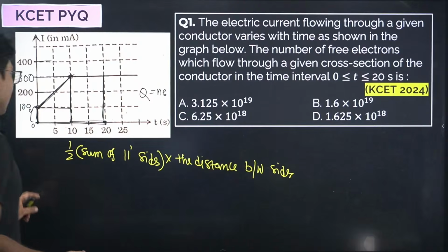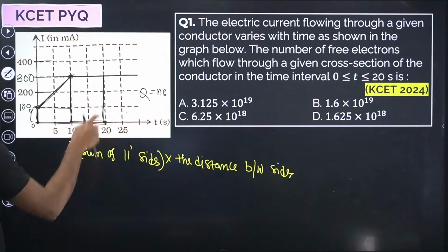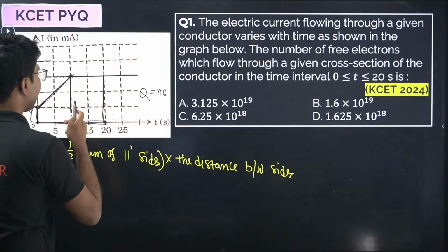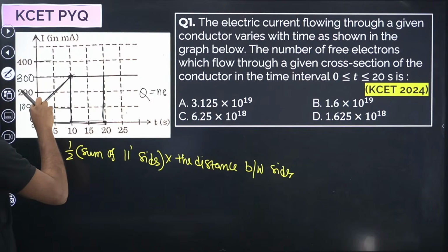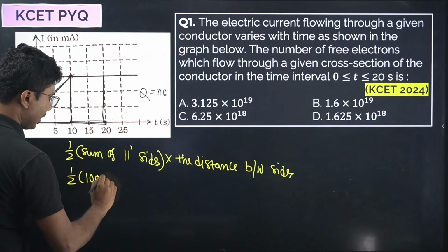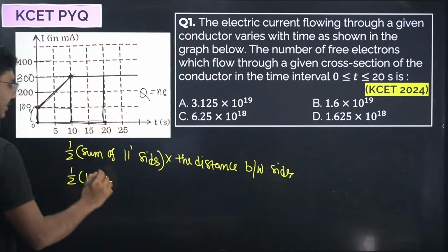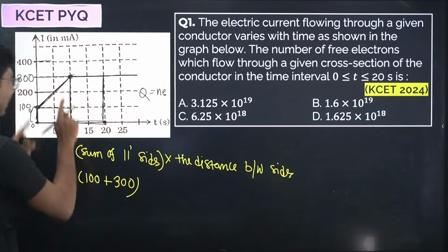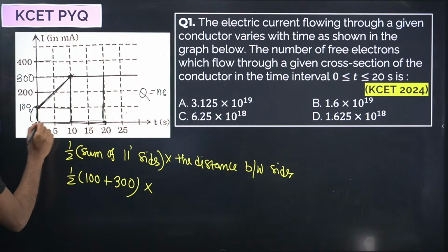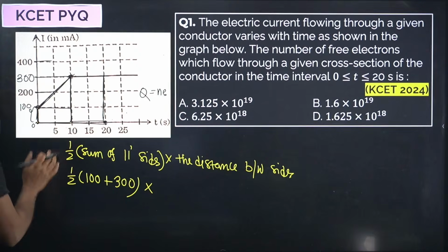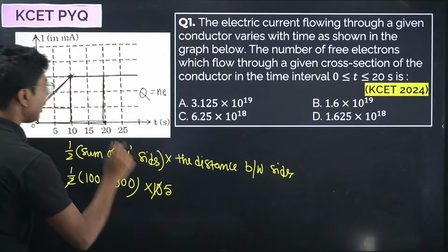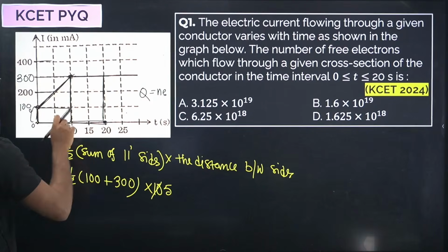Okay, so now if you see the sum of the parallel sides into the distance between the sides, that means half into 100 plus 300, since this much is 300. Sum of the parallel sides into the distance between them. Distance between them means 0 to 10, that is, the distance will be 10, right? So here you can calculate the exact area of this portion. This is the trapezium portion.